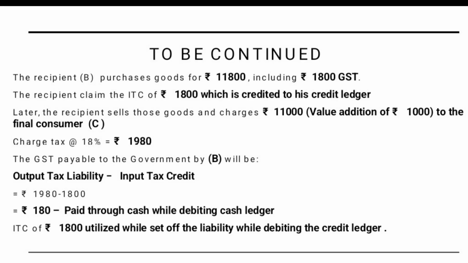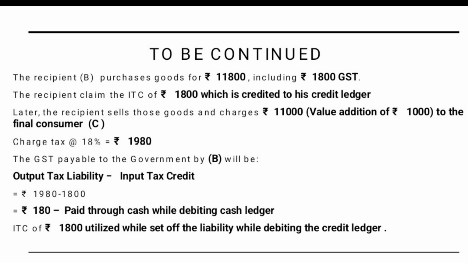The recipient B purchased the goods for 11,800 including 1800 GST. The recipient claimed the ITC of 1800, which is credited to his credit ledger. Both the supplier and recipient are GST registered persons doing business. B is not the ultimate consumer. When B purchased the goods and paid 1800 GST, that 1800 is credited to his credit ledger.